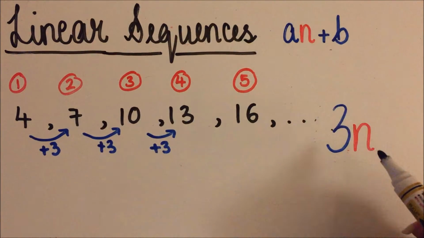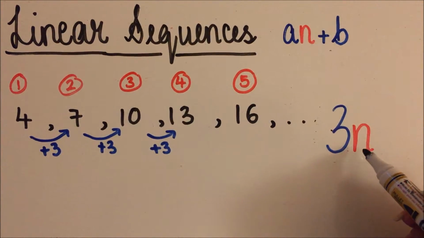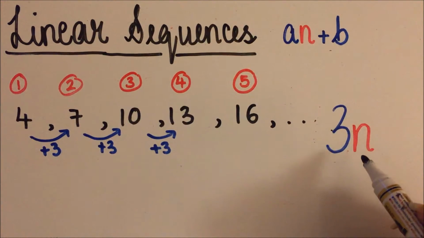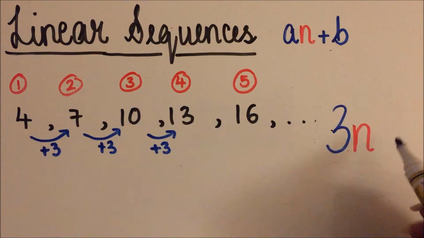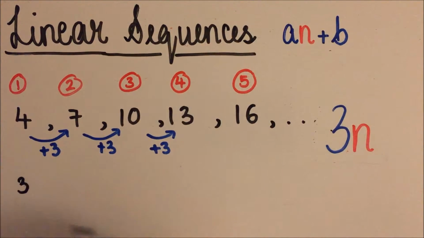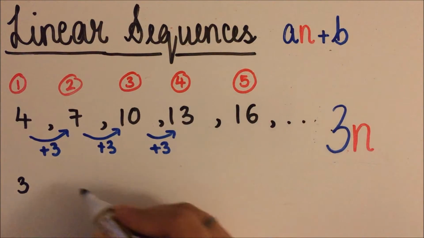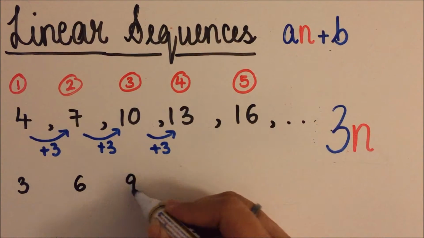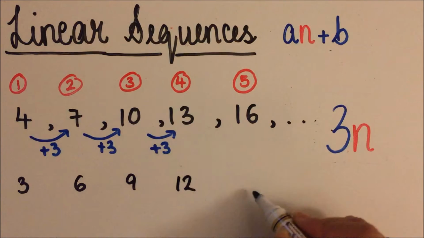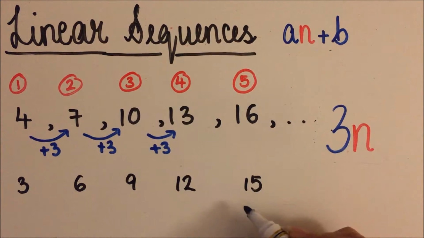The next step is to plug in different values for n and find out what results we get. So when n equals 1, we get 3 because 3 times 1 is 3. When we put n equals 2, we get 6. When we put n equals 3, we get 9. Then we get 12. Then we get 15.